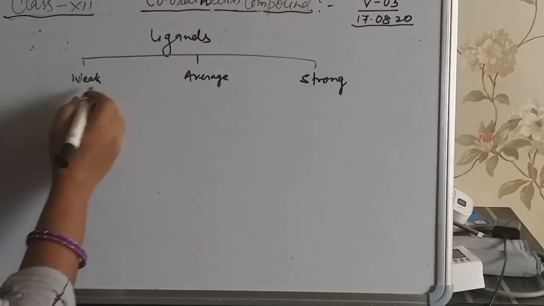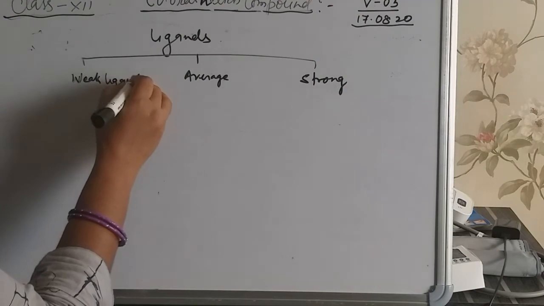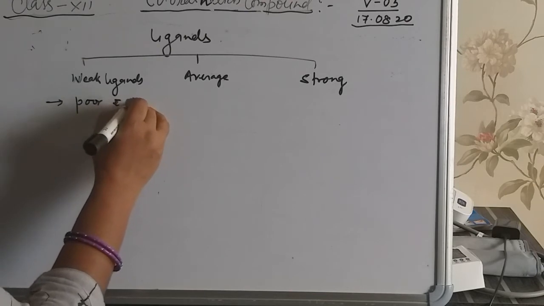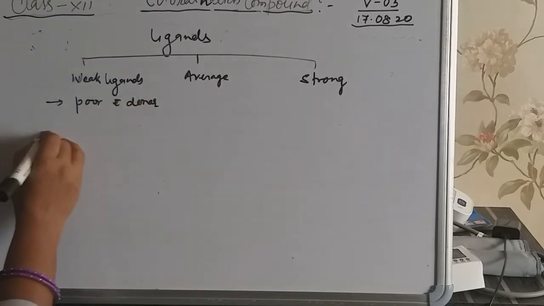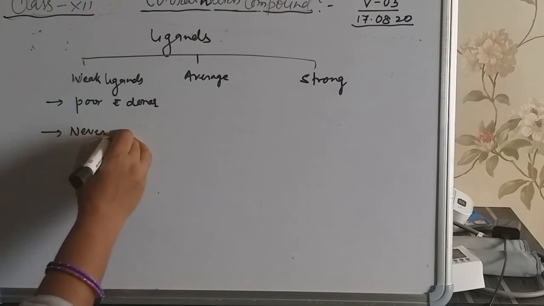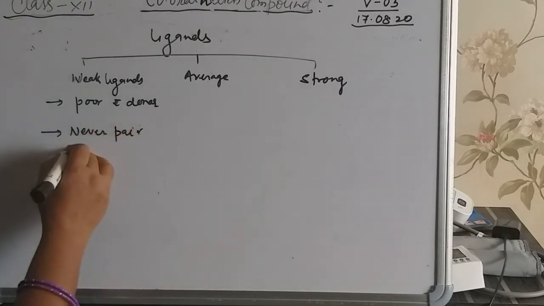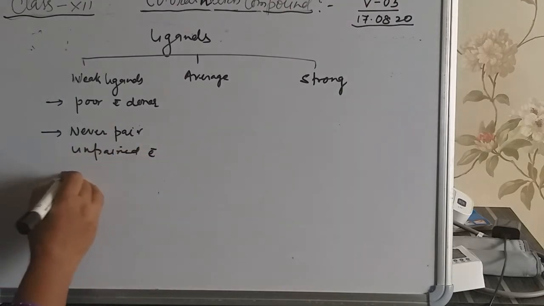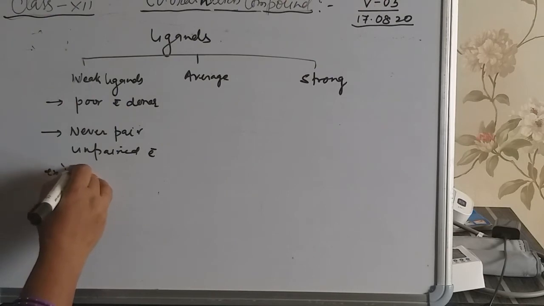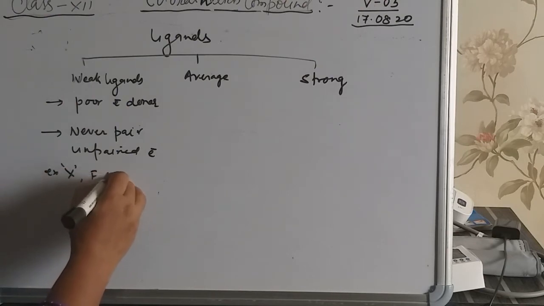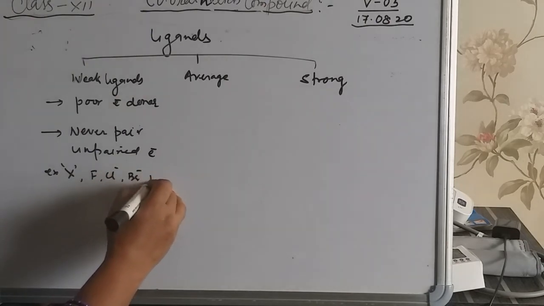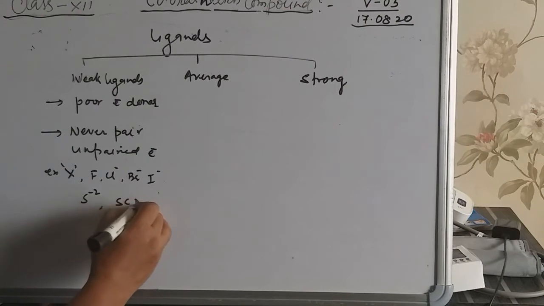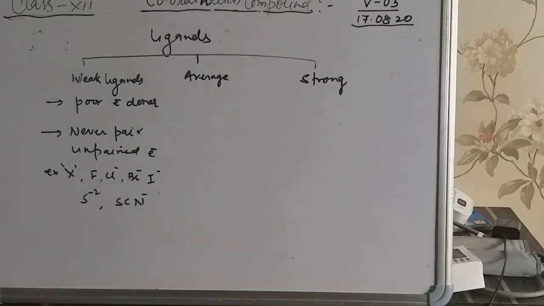So weak ligands are poor electron donors, never pair unpaired electrons. For example, halogens like fluorine, chlorine, bromine, iodine, sulfide and thiocyanide.